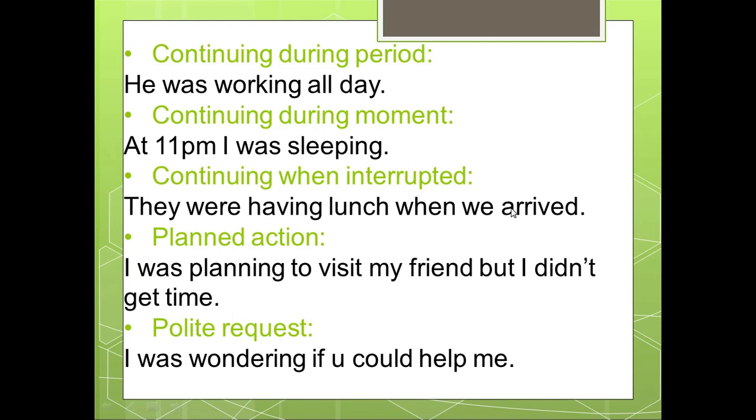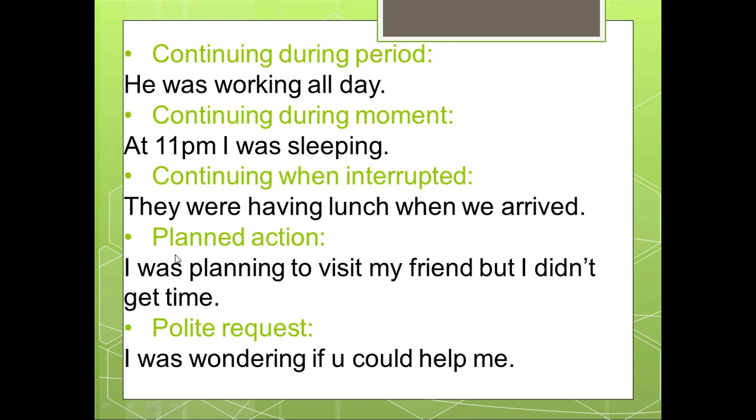Basically, when two actions are performed, for the first action, the one which goes on for some period of time, you will use past continuous tense, and for the other action you will use simple past tense, like they were having lunch. Okay, they were in the middle of the action. That's why you have used past continuous tense. When we arrived, here we have used past simple. So when the two actions are there, you have to see which action is taking place first. Okay, and the action which is continued for some period of time, for that you will use past continuous tense.